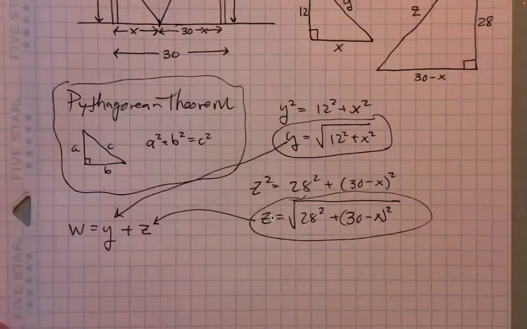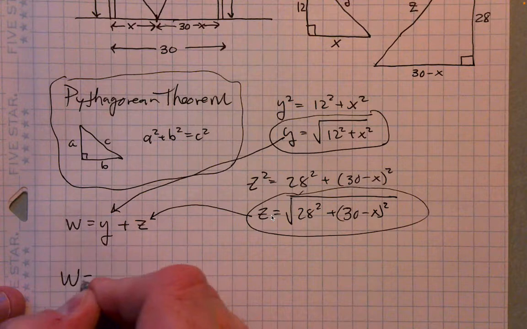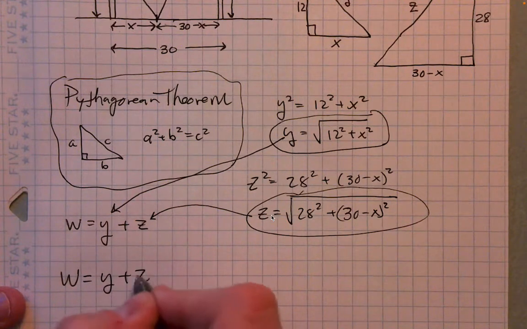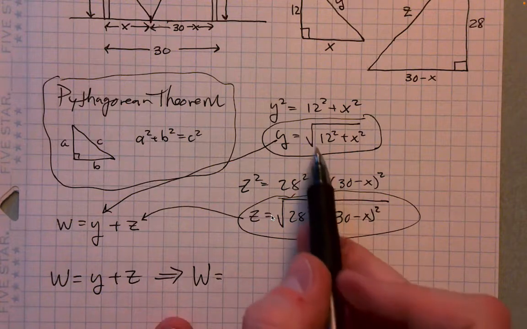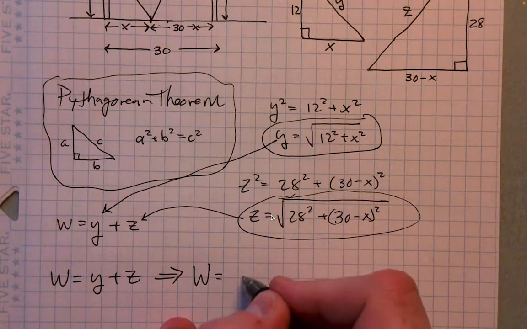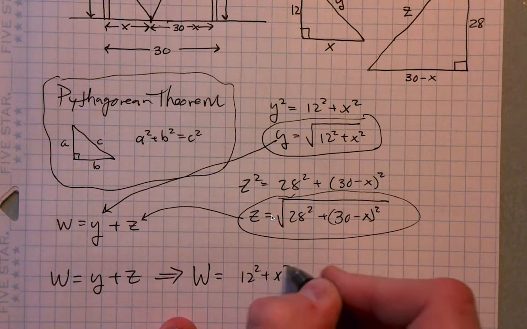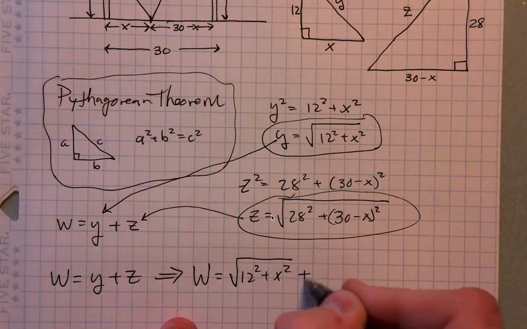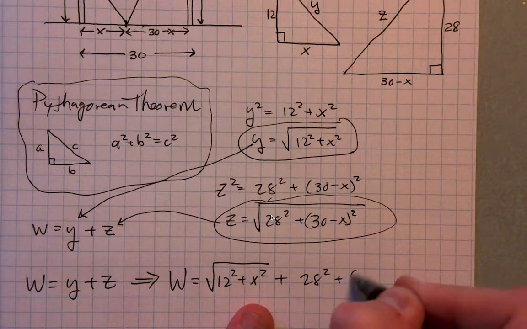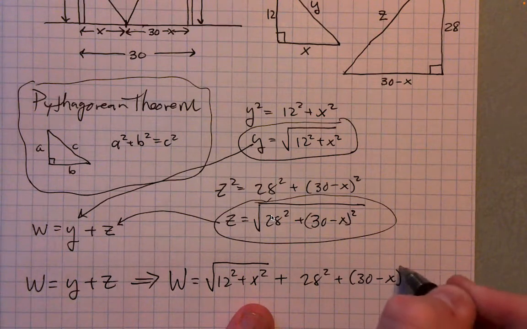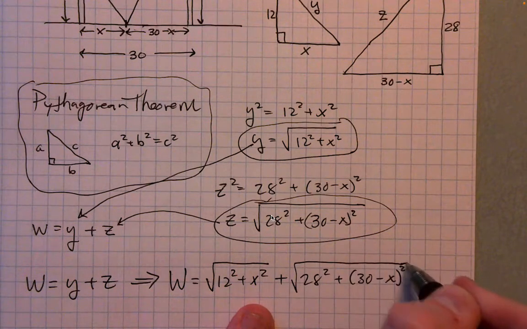Okay, good. So now let's figure out that w. So w equals y plus z. That means w is equal to this: the square root of 12 squared plus x squared, plus the square root of 28 squared plus (30 minus x) squared. Like so.